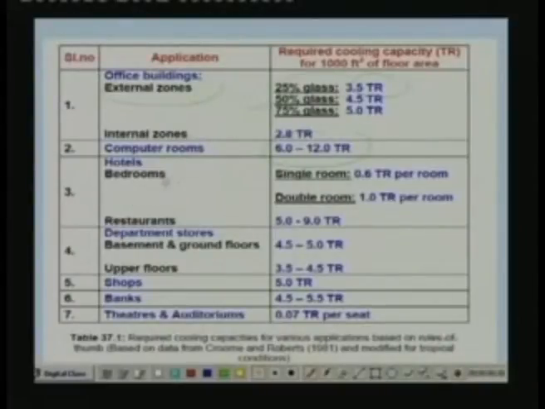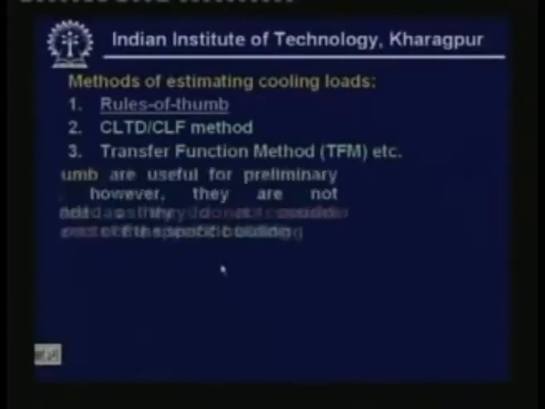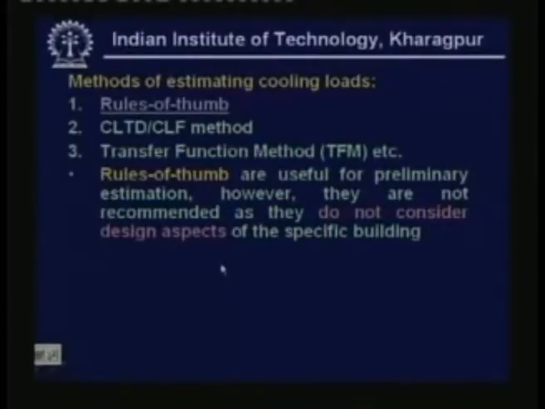Similarly, for other applications like hotels, bedrooms, departmental stores, shops, banks, theaters, etc. These are based on long years of experience, and these values are arrived at, as I said, from many years of experience. So this is what is known as estimating the cooling capacity based on rules of thumb. You will notice that rules of thumb are very useful for preliminary estimation. However, they are not recommended as they do not consider design aspects of the specific building. So rules of thumb are used only for preliminary estimation, not for final calculations.